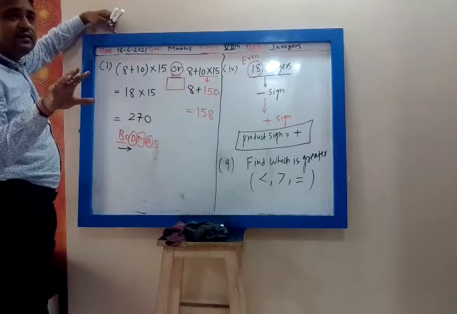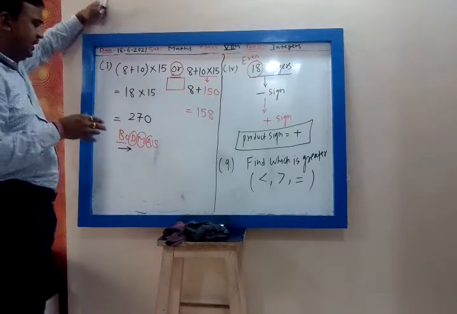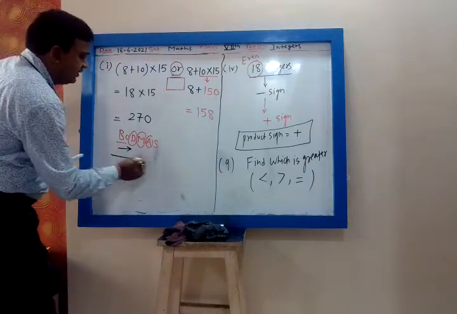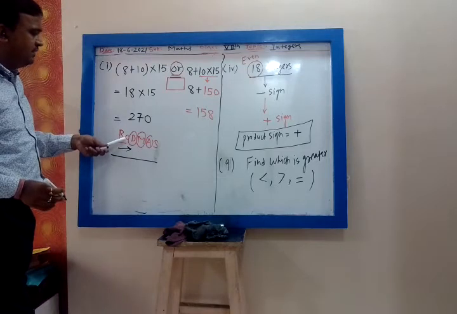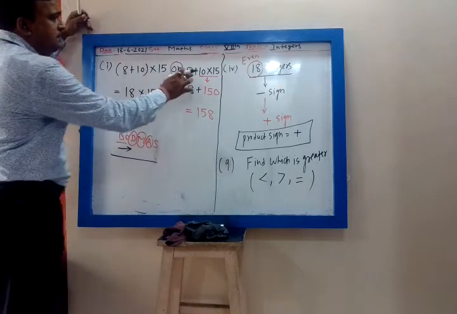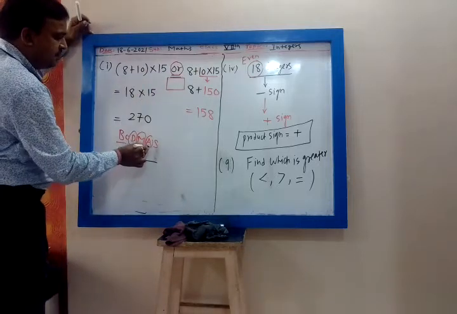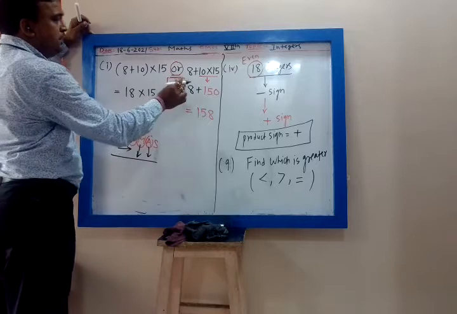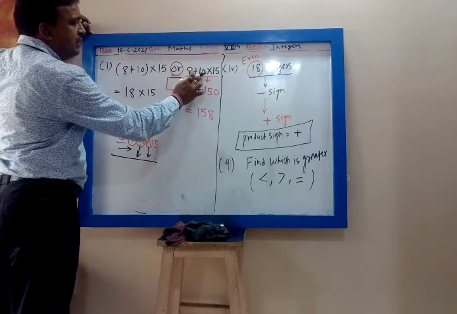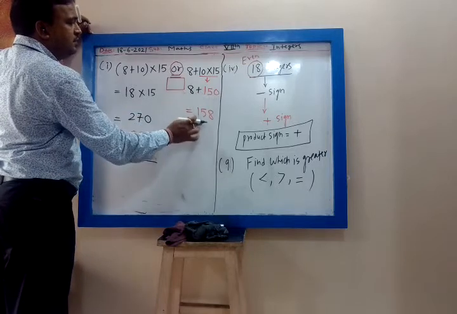Whenever two signs are together, you have to follow BODMAS. First you have to open the bracket, then division, then multiplication, then addition, subtraction. So first you have to perform multiplication, because first it is multiplication and after that it is addition. So first I will perform these two: 10 into 15, 150. To 150 I will add 8, that is 158.